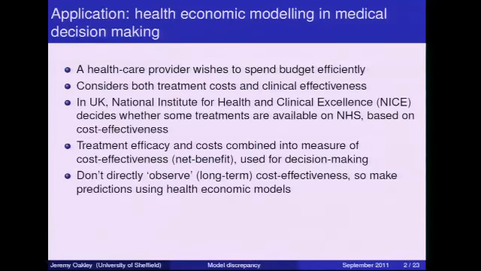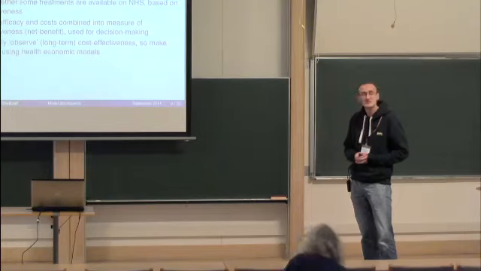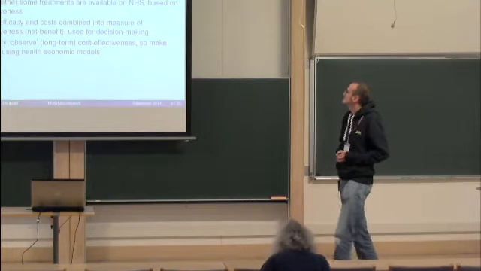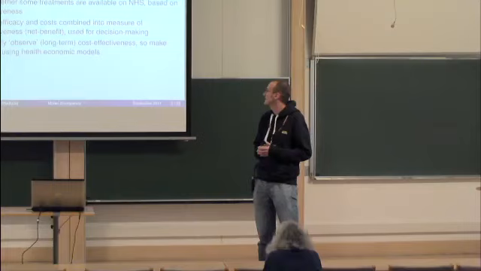So in the UK, we have an organisation called the National Institute for Health and Clinical Excellence, and they will make decisions for some treatments whether or not they can be made available through the healthcare provider, and they make these judgments on the basis of cost effectiveness. We have different ways of measuring cost effectiveness, and I'll be using, a bit later, net benefit.